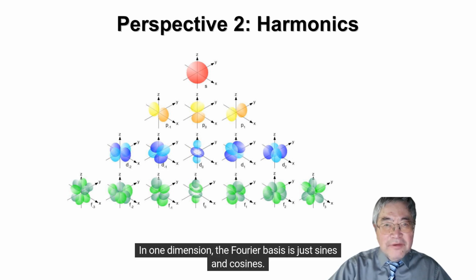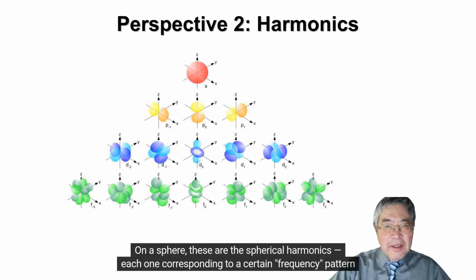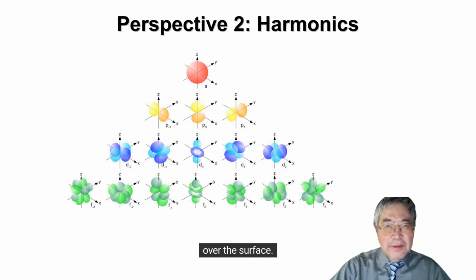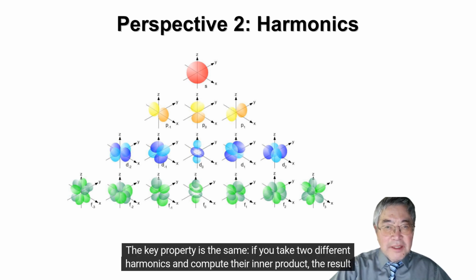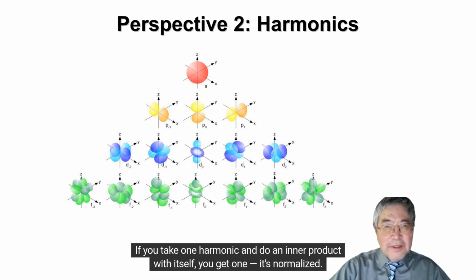In one dimension, the Fourier basis is just sines and cosines. But in 2 or 3 dimensions, or on a sphere, we can define more complex sinusoidal patterns called harmonics. On a sphere, these are the spherical harmonics, each one corresponding to a certain frequency pattern over the surface. The key property is the same. If you take two different harmonics and compute their inner product, the result is zero. They are orthogonal. If you take one harmonic and do an inner product with itself, you get one. It's normalized.